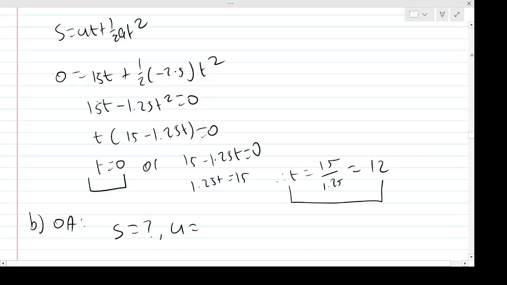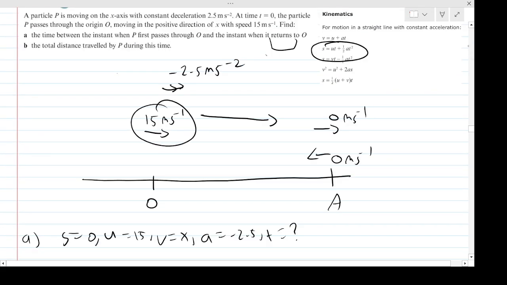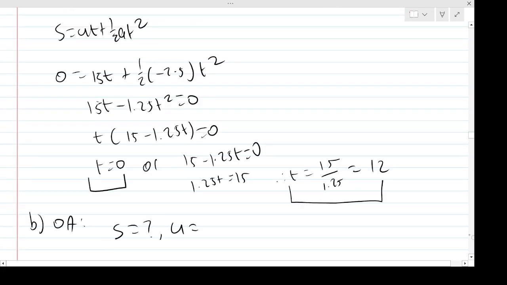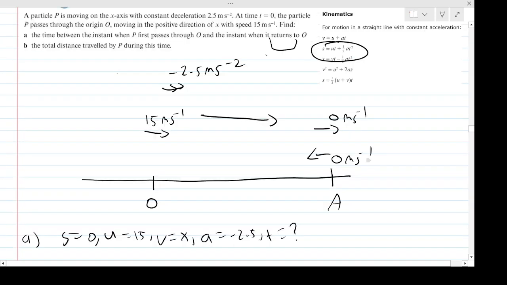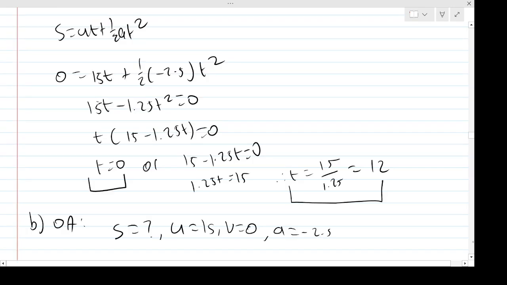U, my initial speed, is again 15. My velocity, again, the key idea is the velocity has to go to 0, right? If it comes to rest at some point, it comes to a standstill. And then A, the acceleration, is again minus 2.5. And T I don't care about, okay?